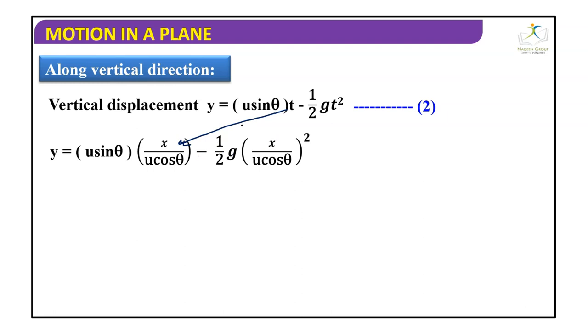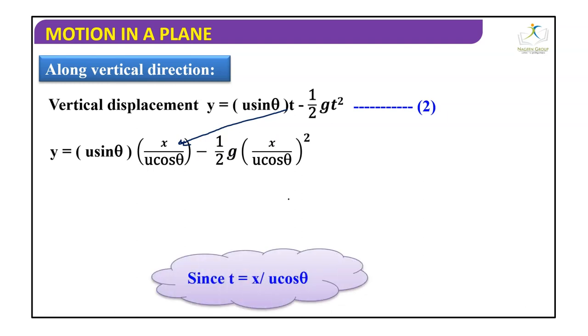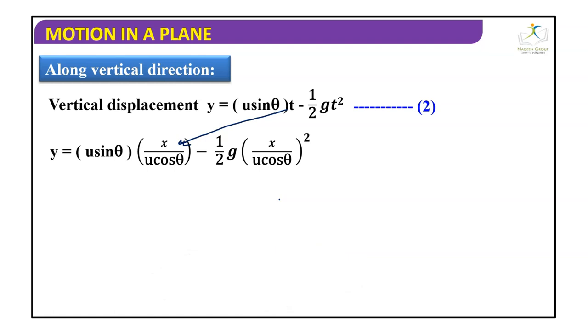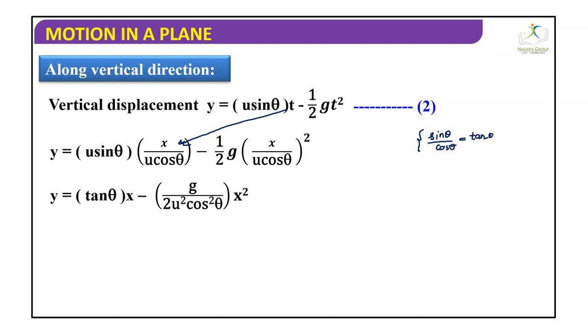Similarly, we will put it here. y is equal to tan theta, because sin theta by cos theta, from the basics we know, gives the value tan theta. So u sin theta by u cos theta times x, so u will be cancelled out, and we get tan theta times x minus g by 2u square cos square theta times x square.